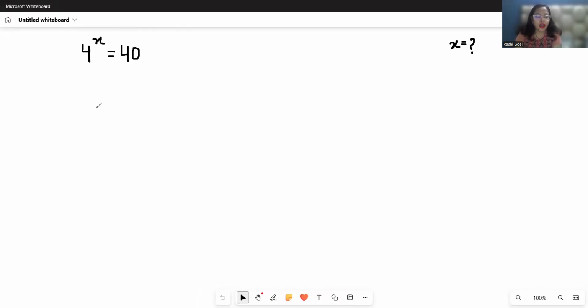So I can rewrite this 4 as 2 power 2. So (2 power 2) whole power x is equal to 40. So this becomes 2 power 2x is equal to 40, according to the exponent rule (x power m) power n is equal to x power mn, or x power n power m.